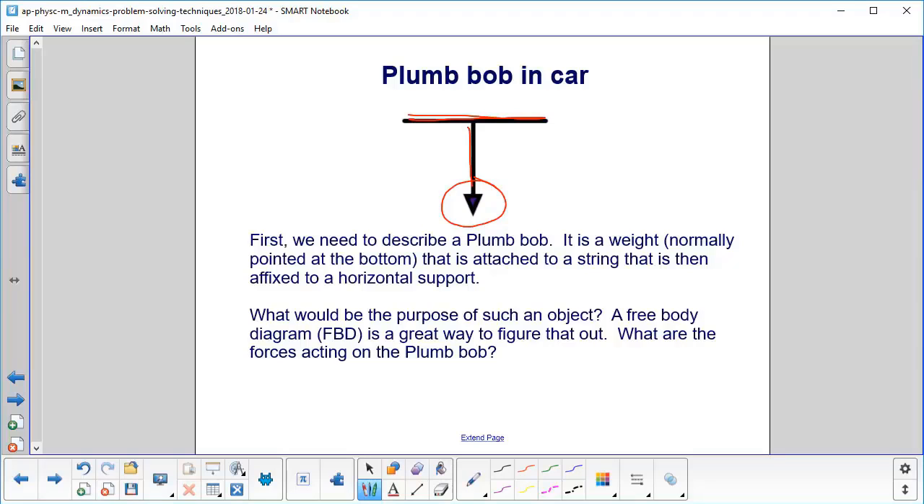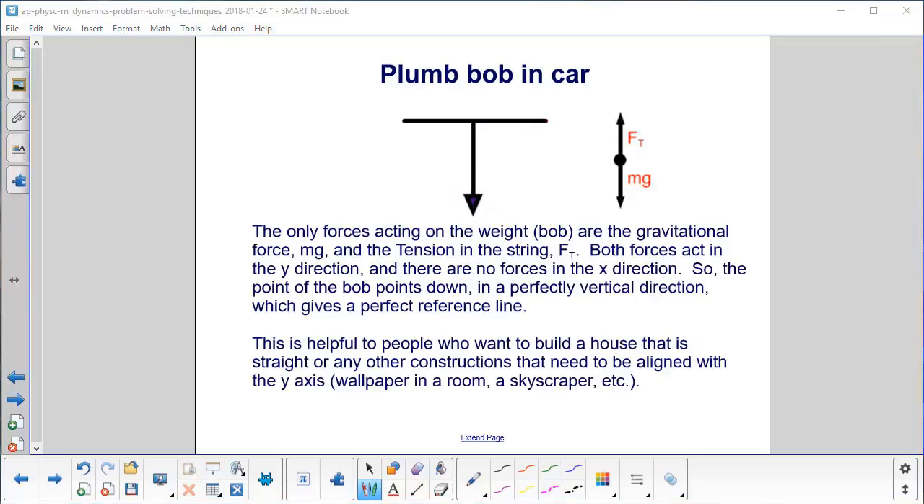A free body diagram is a great way to figure that out. What are the forces acting on the plumb bob? The only forces acting on the weight, or the bob, are the gravitational force, mg, and the tension in the string, F sub t. Both forces act in the y direction, and there are no forces in the x direction. So the point of the bob points down in a perfectly vertical direction, which gives a perfect reference line.